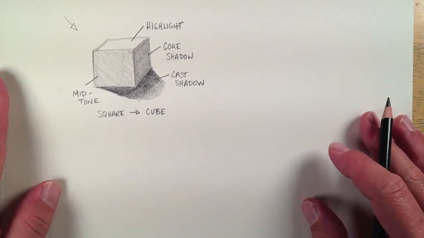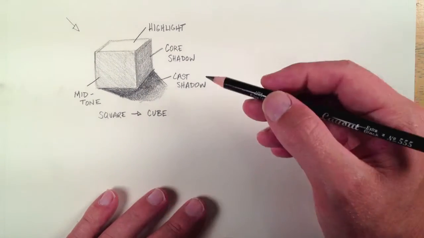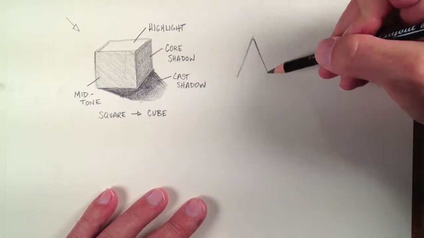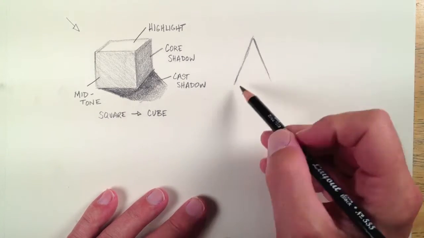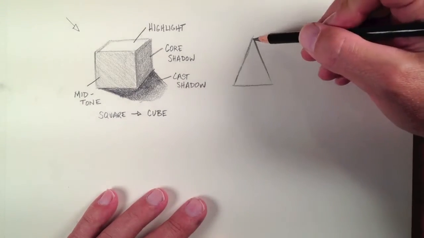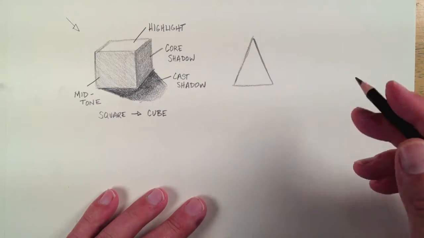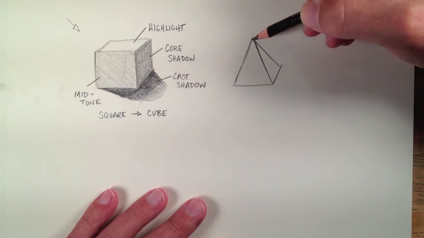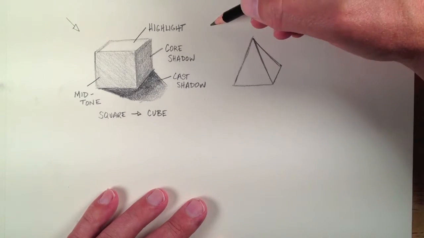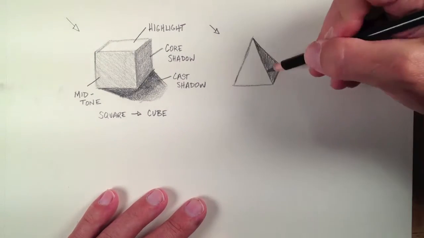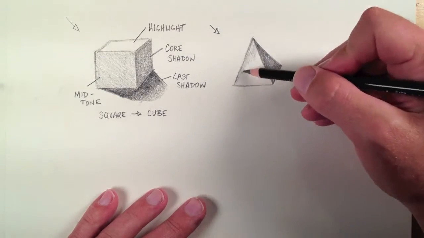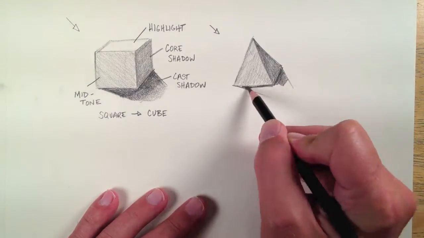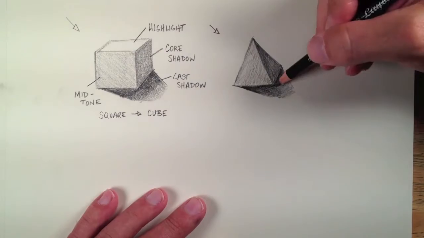Now, let's take a look at another shape and turn it into a form, or actually the illusion of form. This time we'll take a look at a triangle and we'll turn it into a pyramid. We'll begin this drawing by just drawing a flat triangle. Now we need to add the extra side. We do this by adding a couple more lines. Now we can address how light manifests on the form. Again, we'll have a core shadow, a midtone, and a cast shadow.